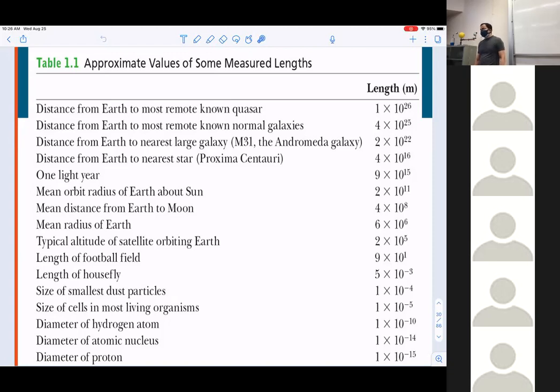And what is 10 to the 15? That's 1,000 trillion. So you take this meter stick and you break it up into 1,000 trillion bits. Then each one of them is going to be the size of a proton. Or another way of saying that is that there are basically 1,000 trillion protons. If you line them up, they will be 1 meter.